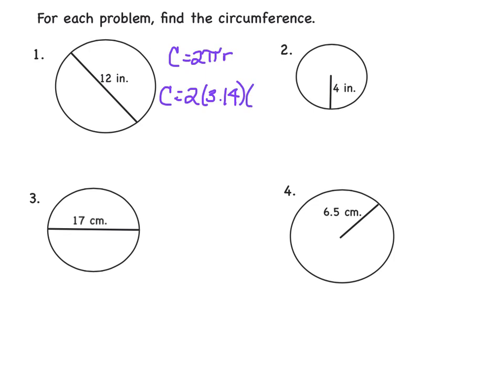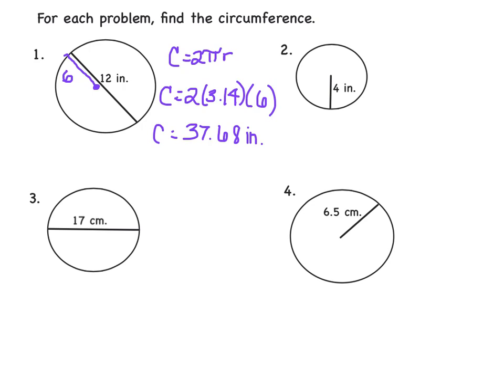Hopefully you saw that the 12 is the diameter since it goes all the way through the center. I only want half of that. I only want the radius. So 12 divided by 2 is 6. So my radius for this circle is 6. Multiply everything out, and you should get 37.68 inches. Make any corrections before moving on to number 2.